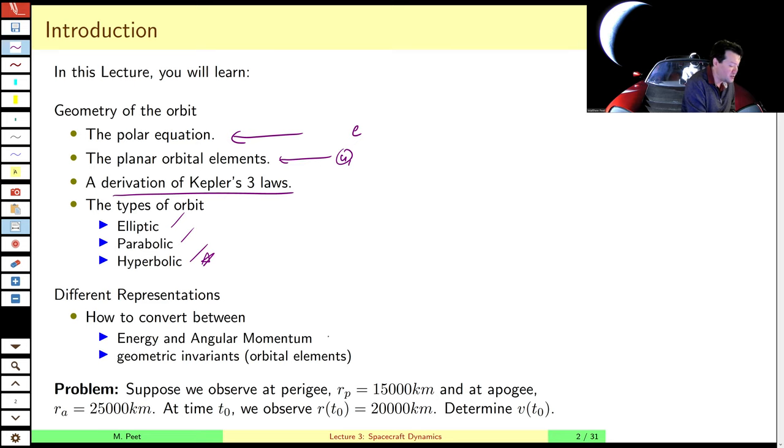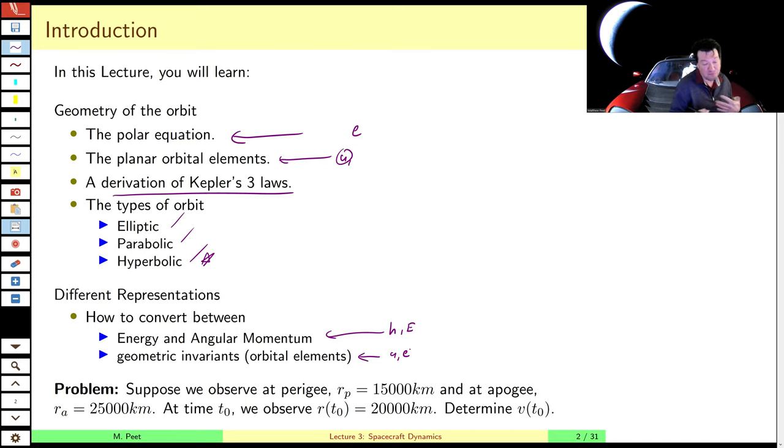Ultimately, of course, the goal is to convert between those two relatively simple physical invariants, energy and angular momentum, to the orbital elements, semi-major axis and eccentricity. And that'll allow us to do things like prediction. Well, I want to allow us to do prediction in the same way that Kepler wanted to do prediction. Actually, that comes in lecture 4, unfortunately. But Kepler didn't have a good equation. Kepler didn't come up with Kepler's equation, right?